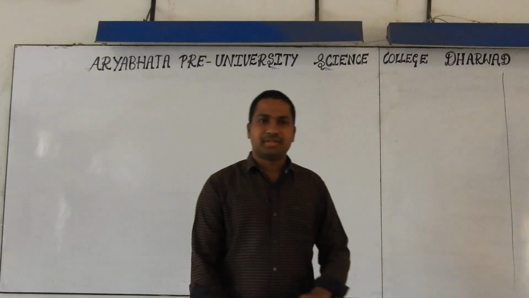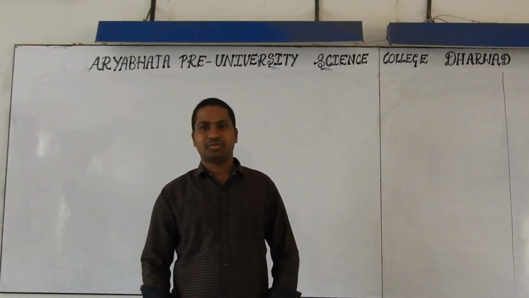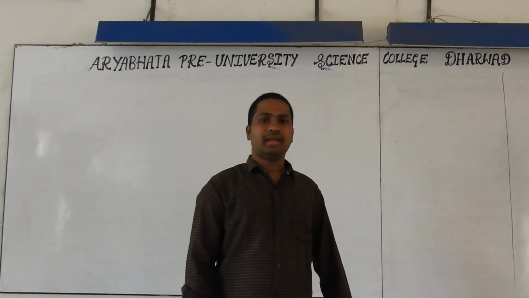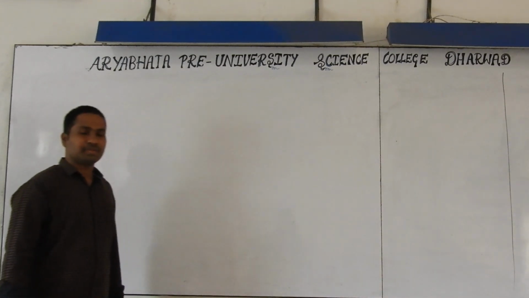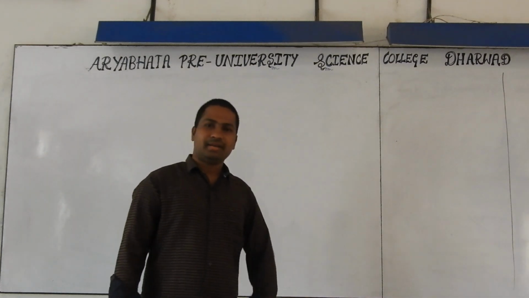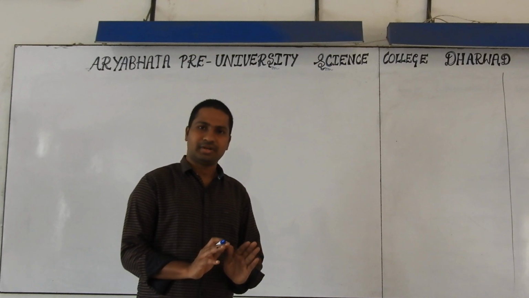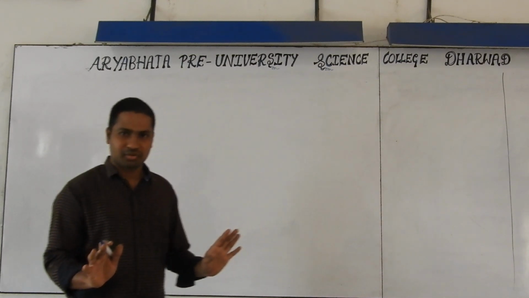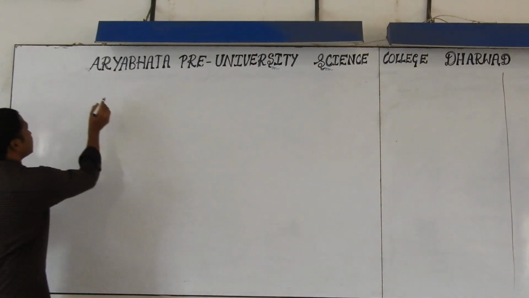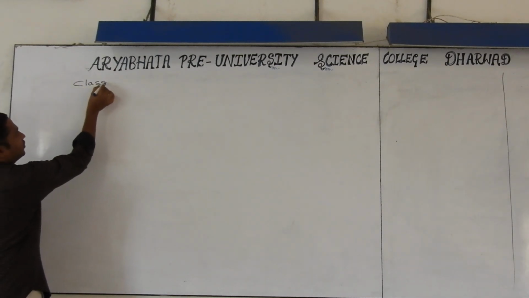In yesterday's class we discussed the classification of solids, like crystalline solids as well as amorphous solids, and today we will discuss especially the crystalline solids only. Why? Because in the entire solid state topic we are only focusing on crystalline solids. We are not discussing anything regarding amorphous solids. So we are discussing the classification of crystalline solids.